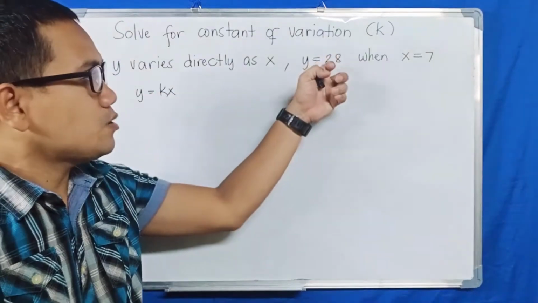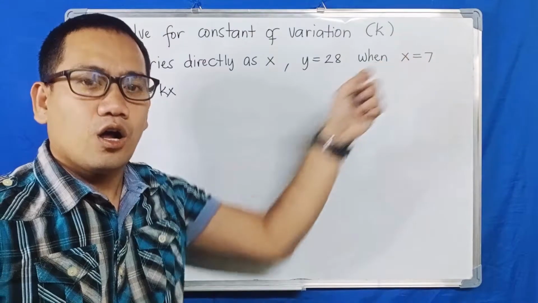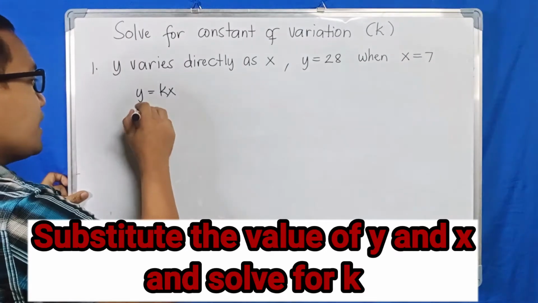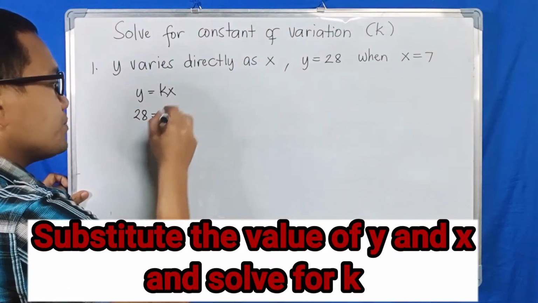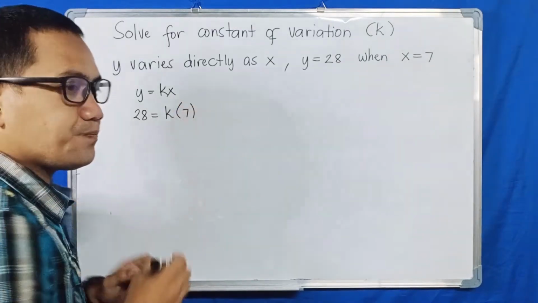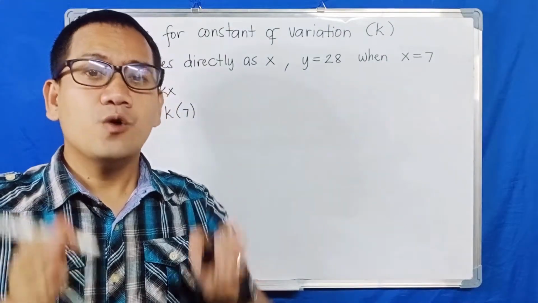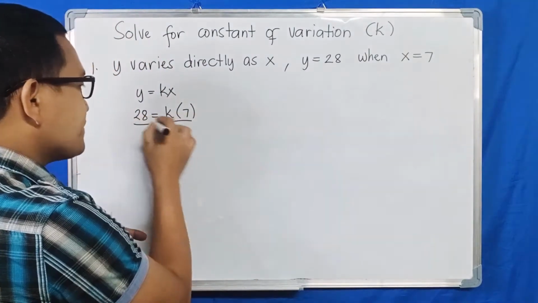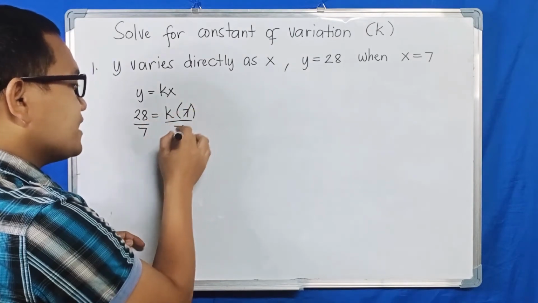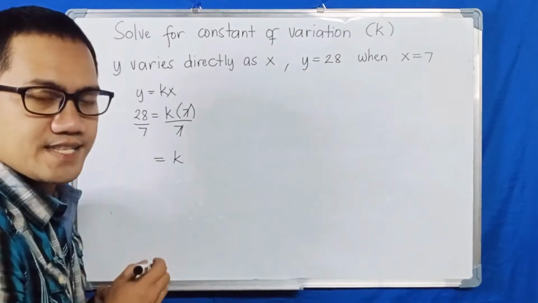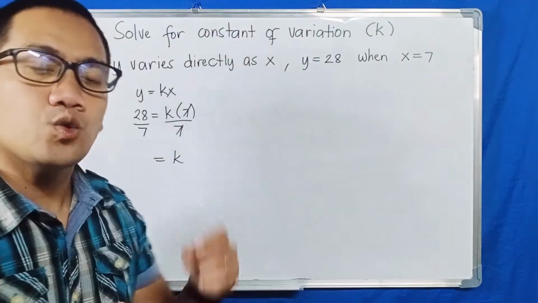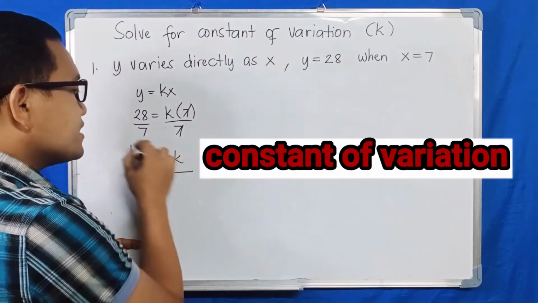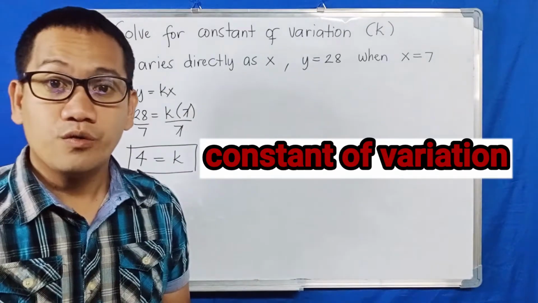Since our y is equal to 28 and x is equal to 7, all we need to do is to substitute these into our given equation. So we will have 28 is equal to k, which is unknown, times x, which is 7. Since we are solving for k, we need to divide both sides by 7, eliminating it on the right side, leaving variable k on its side. Simplifying 28 divided by 7, we will have a result of 4. This means the constant of variation is equal to 4.